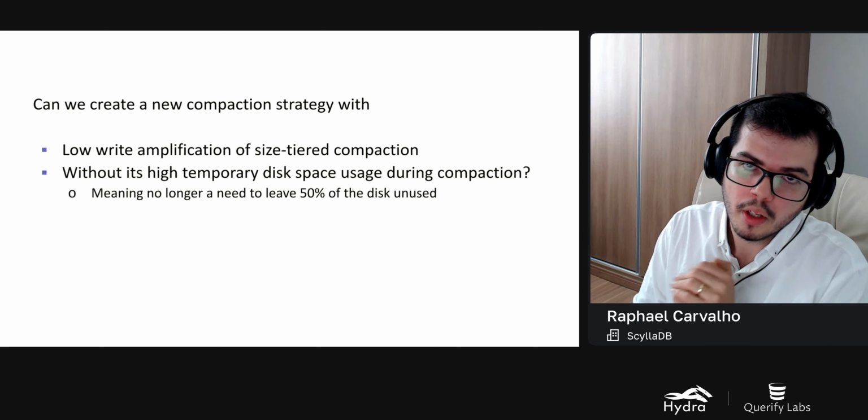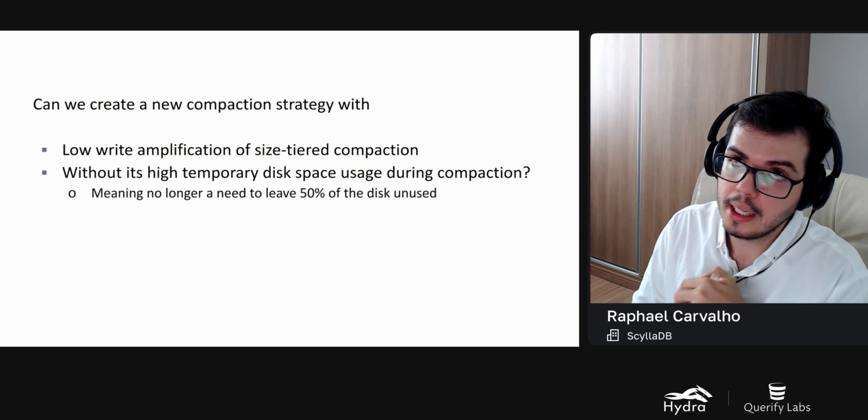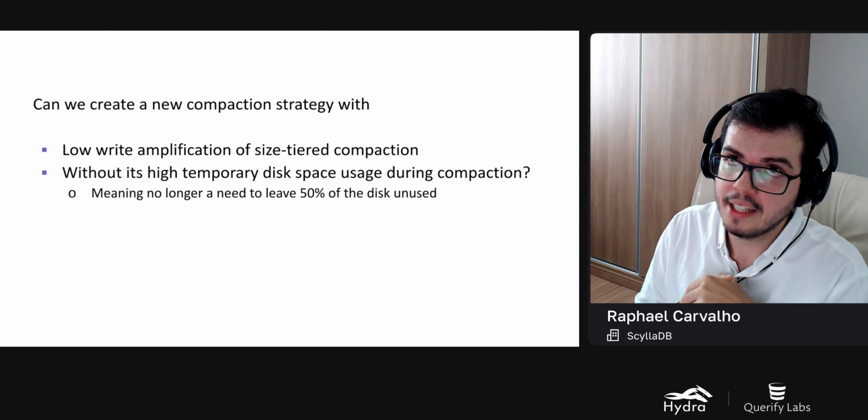But we found that's a problem because users of tiered policy have to leave about 50% of free disk space, which is bad because the storage density decreases, since you can't use most of your nodes' storage capacity. So there was a need to introduce an incremental compaction approach in ScyllaDB, which is not available in Cassandra yet.